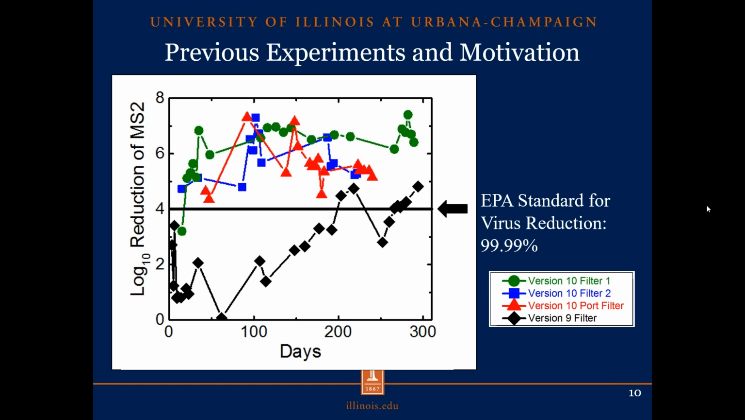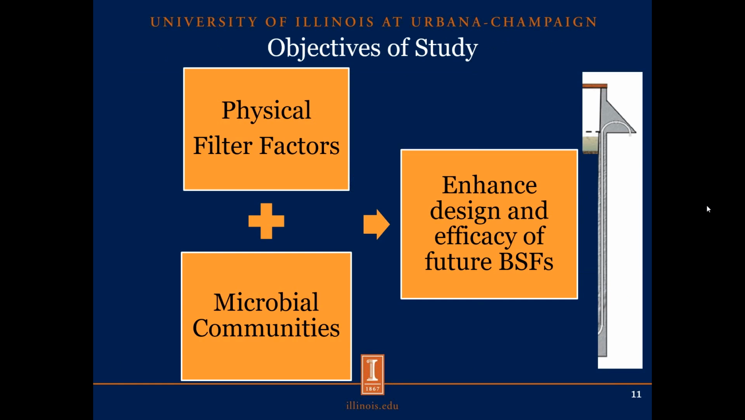And this is exactly what we saw in our experiments. So once again, the y-axis is log reduction of MS2, and the x-axis is days of experiments. And I also drew a line at 4 log removal, which shows the EPA standard. And we can see that for the version 9 filter, which I indicate in black, only after 200 days do we see the removal reach the EPA standard of 4 log. And even after that, it's not very consistent.